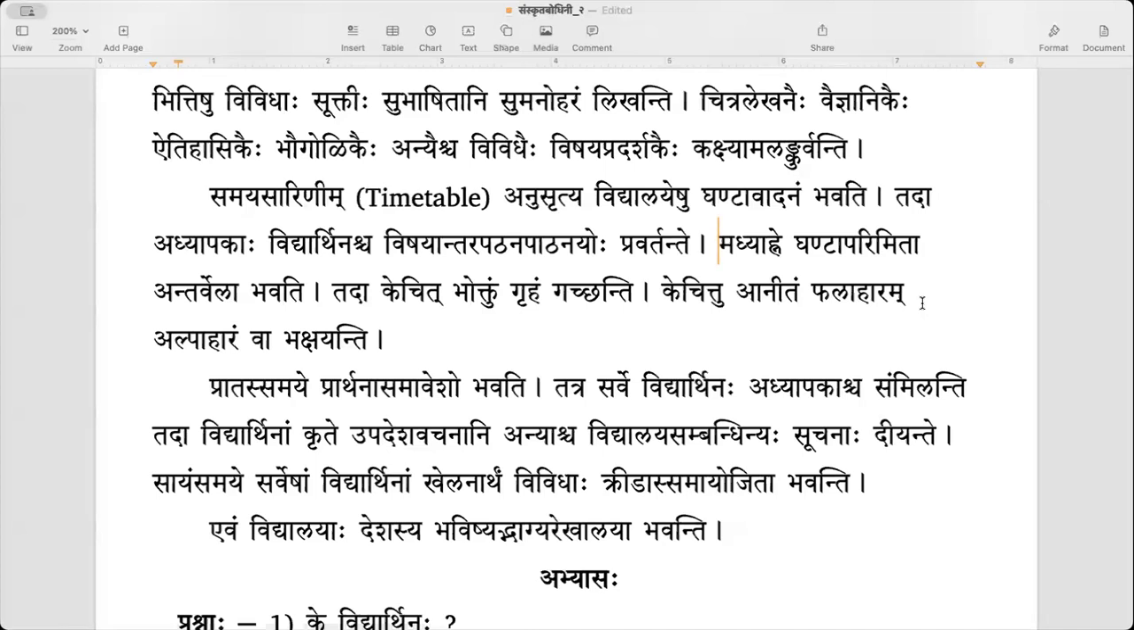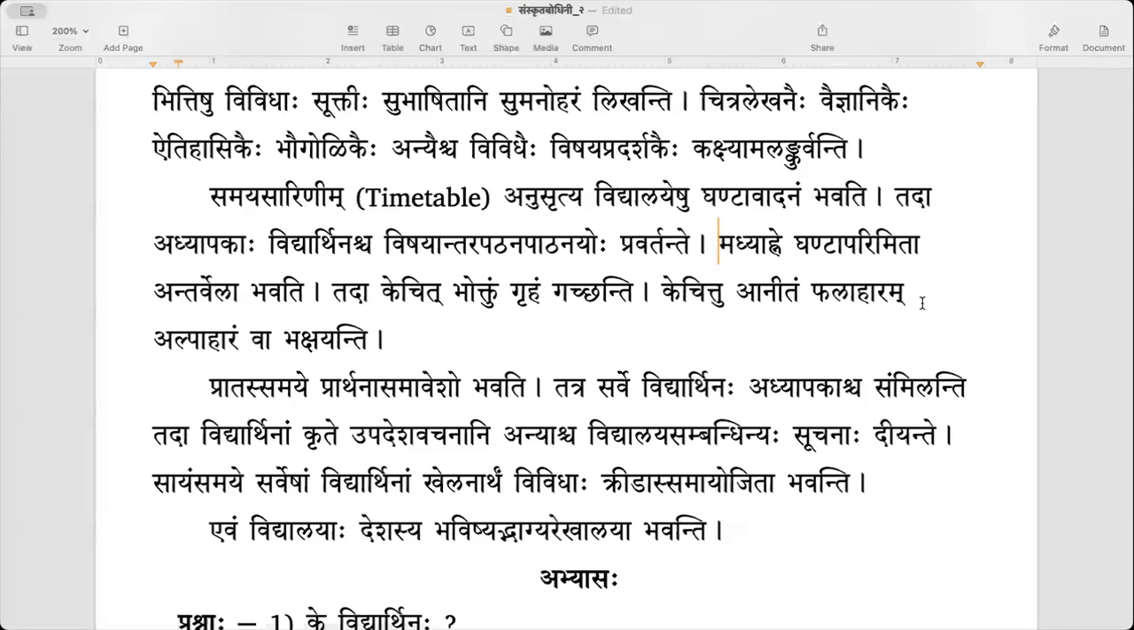Madhyahne ganta parimita antarvela bhavati. So in the afternoon, ganta should be an hour. Ganta is 1 hour. Parimitam is measure. Antarvela is interval. So an interval which has a measure of 1 hour is given, for lunch, in the afternoon.